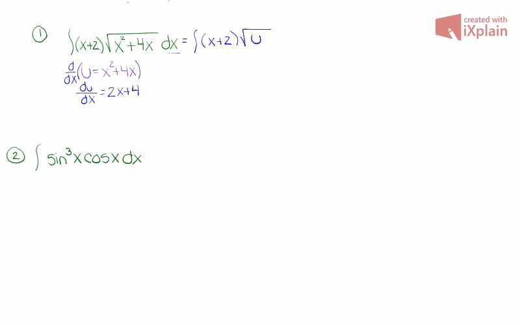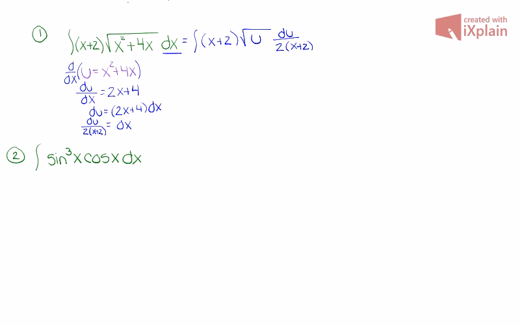So I'm going to take over here where I had my du over dx, and I'm going to solve for dx. So I multiply each side by the dx, and then I'll solve for dx by dividing. So I get du divided by 2 times x plus 2. I factored out the common term. And now I'll go over to here, and then I have du over 2 times x plus 2, which went in for my dx piece.